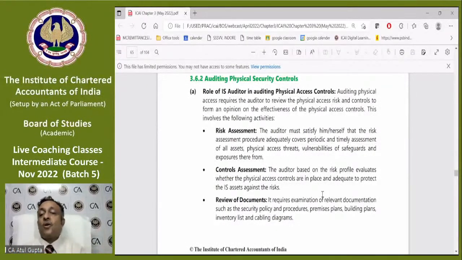Then this requires the auditor to review the plan: how this risk has been documented, the premise plan, the building plan, inventory list, cabling diagram. In fact, we have talked about this: when you go to stay in a hotel, in the room they have a fire exit plan showing your room location. If there is a fire, this is the path you have to take to get out and save yourself. So that is review of documents.